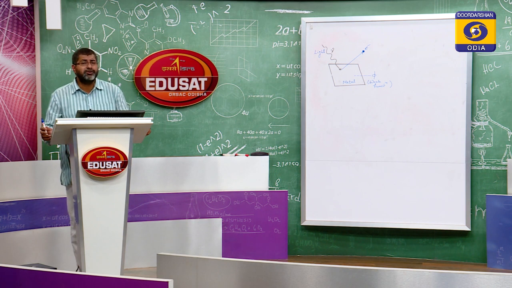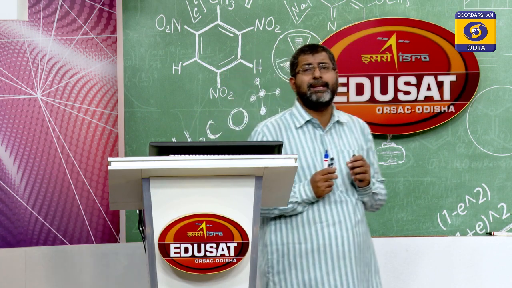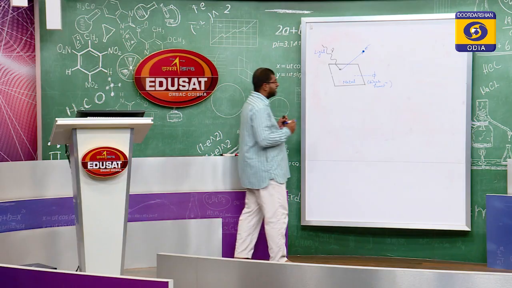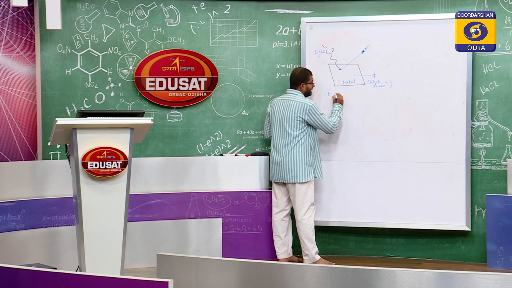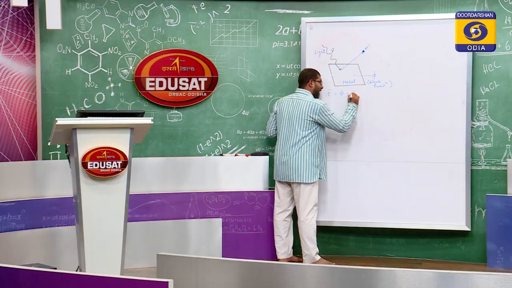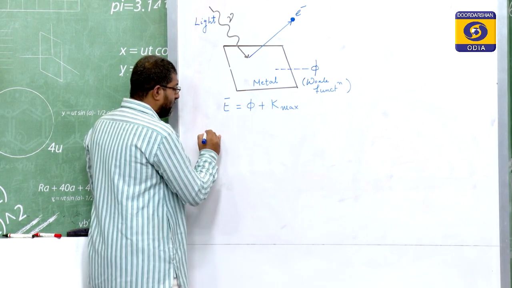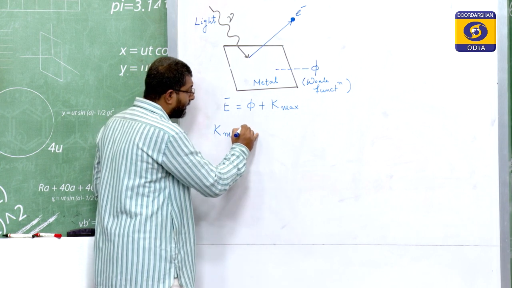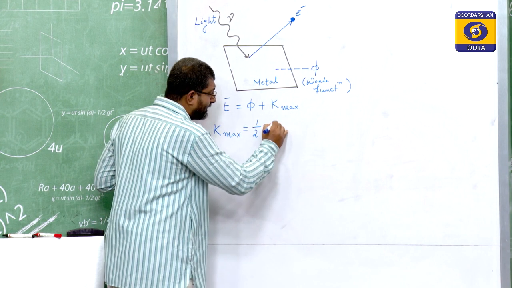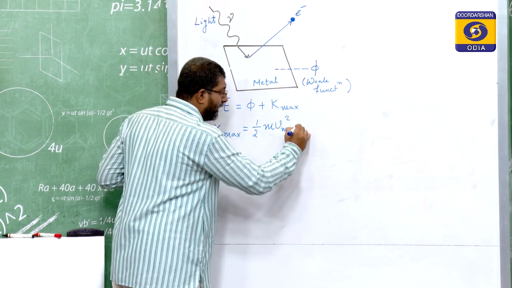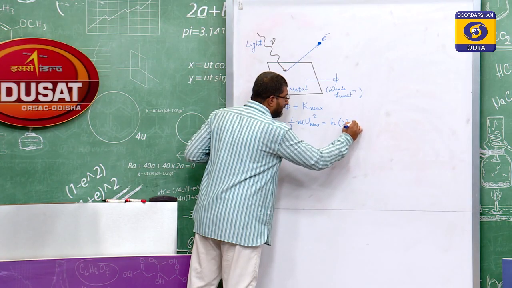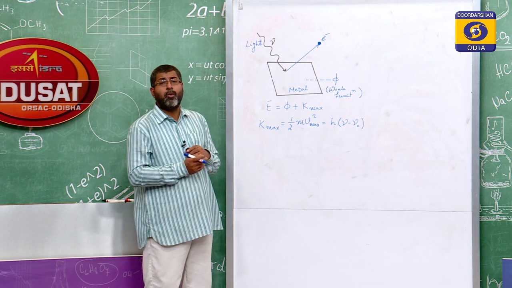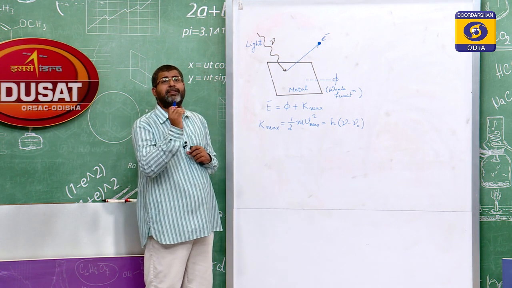So far, we have discussed that the energy supplied to the electron due to incident light radiation is given by E equal to phi plus k max. We have also deduced Einstein's photoelectric equation: k max equal to half m v max square equal to h times nu minus nu 0, where the symbols have their usual meanings. Now, what about this nu 0? This is the threshold frequency.